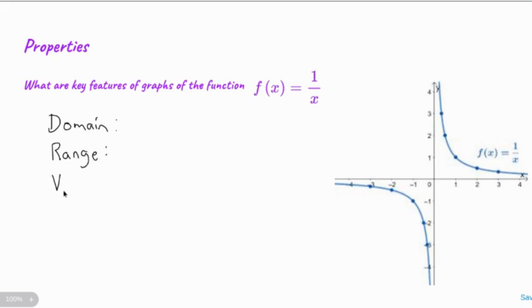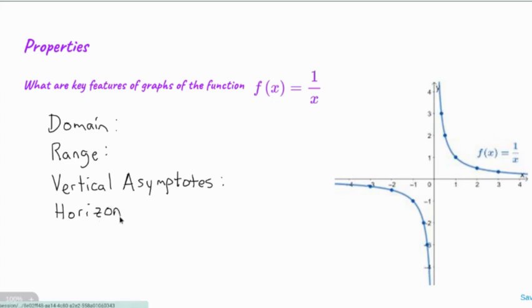We're going to talk about vertical asymptotes. We have to remember when we talked about discontinuities, the vertical asymptote was a type of discontinuity. And we're going to talk about horizontal asymptotes.